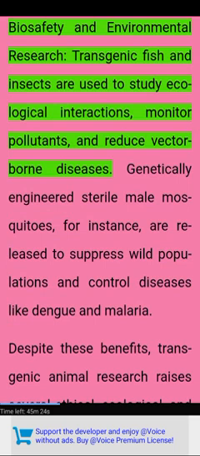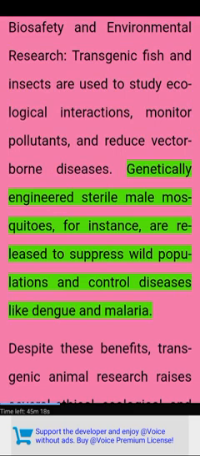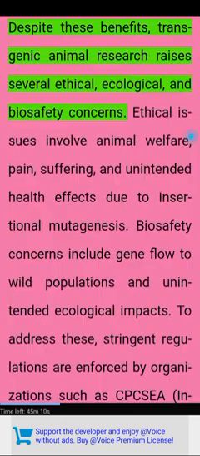Transgenic fish and insects are used to study ecological interactions, monitor pollutants, and reduce vector-borne diseases. Genetically engineered sterile male mosquitoes, for instance, were released to suppress wild populations and control diseases like dengue and malaria. Despite these benefits, transgenic animal research raises several ethical, ecological, and biosafety concerns.